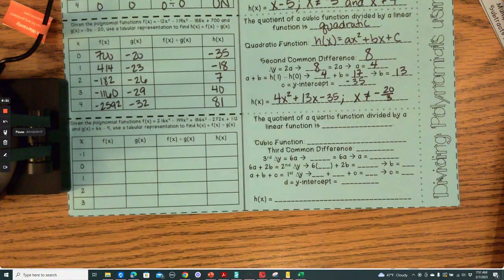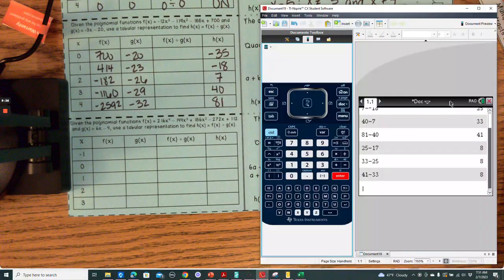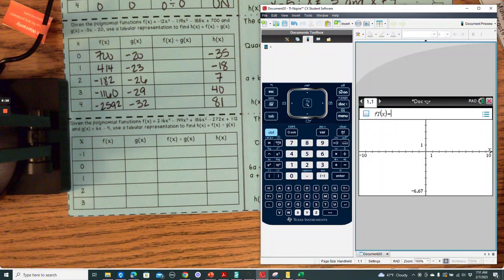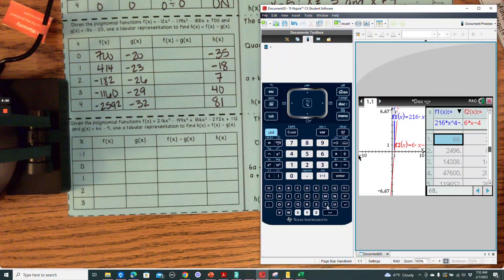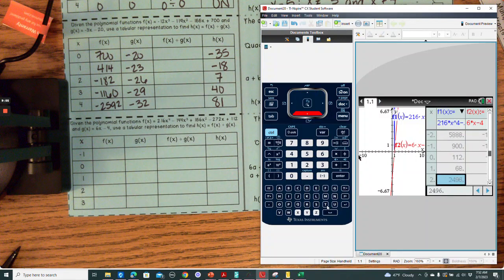All right, and finally, we're going to do a quartic by a linear. So I'm going to put it into the graph to pull my tables. Okay, and then 6x minus 4. Pull up my tables and then write my values down. There's what we need.